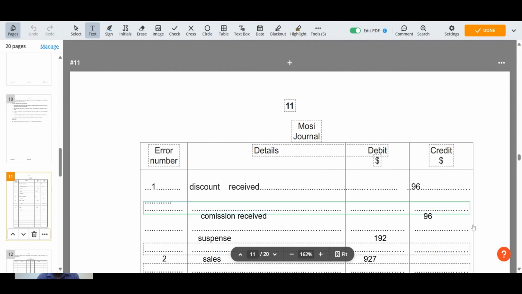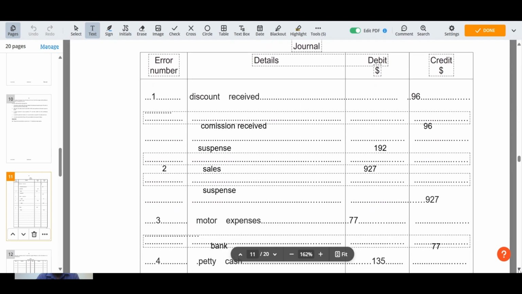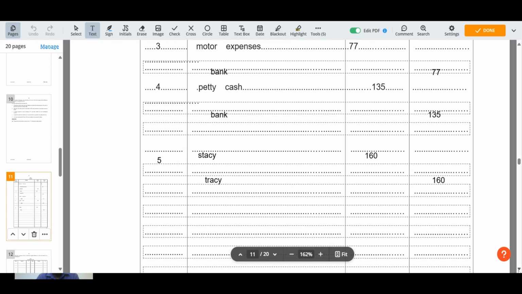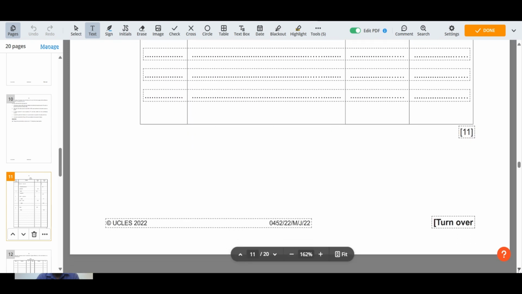So we are still continuing. I think you see from the first part of this question, we did the correction of errors, and we saw that there are some errors that are supposed to go into our suspense account. One of them is the commission received and the discount received. The total of 192 has to be on the debit side of our suspense. And we also have the sales that are supposed to be on the credit side of 927. That's only what we have, which means the difference between the two is supposed to be our balancing figure. That becomes the difference in the trial balance.